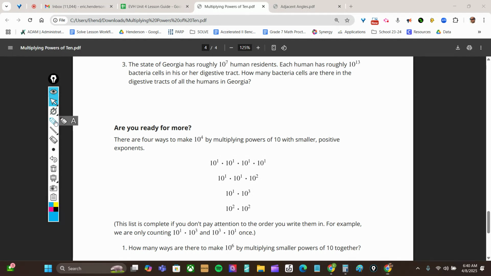The state of Georgia has roughly 10 to the 7th human residents. Each human has roughly 10 to the 13th bacteria cells in his or her digestive tract. How many bacteria cells are there in the digestive tracts of all the humans in Georgia? So that would be 10 to the 7th times 10 to the 13th, which equals 10 to the 7th plus 13, which equals 10 to the 20.